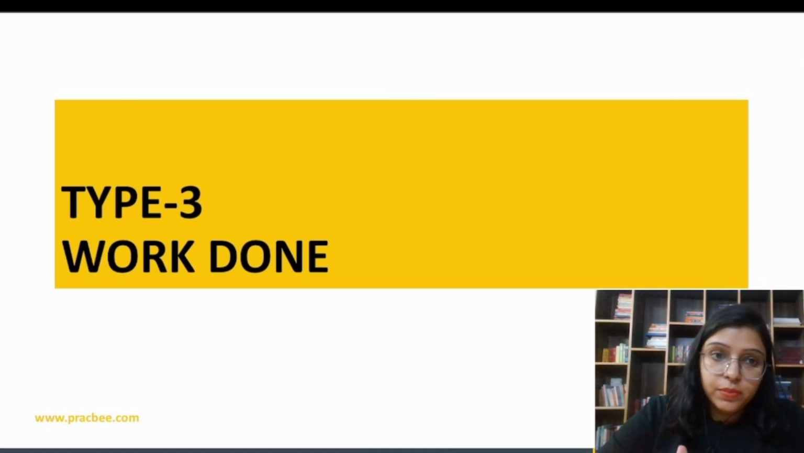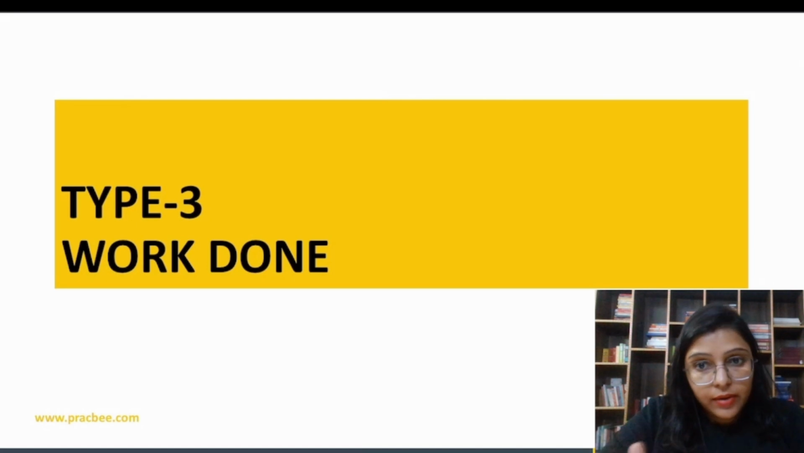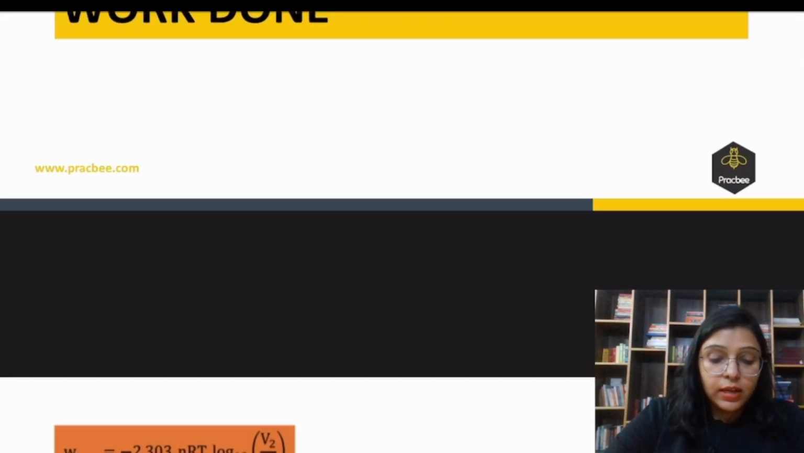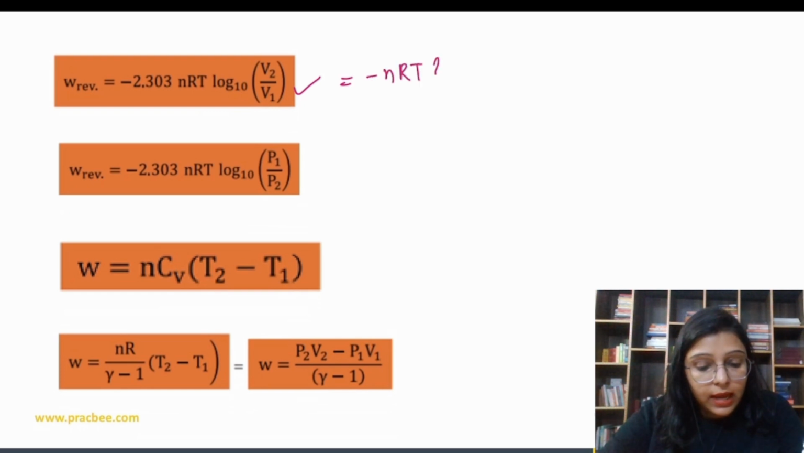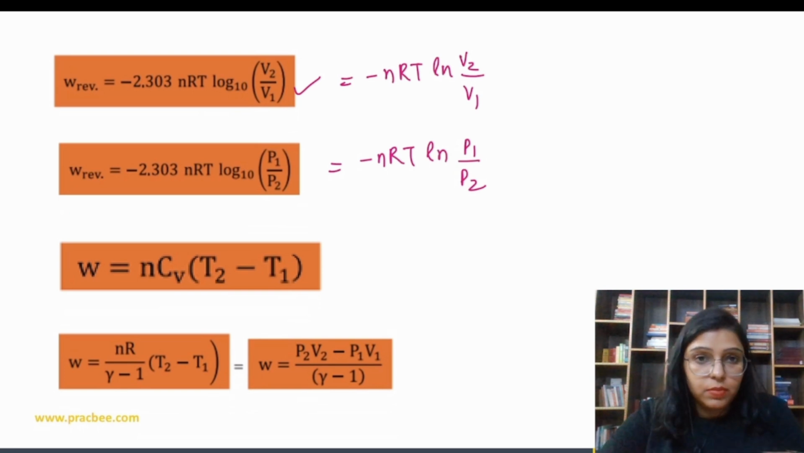Now type 3 problem type, in which we are going to discuss some problems related to the work done. We can have different formulas for the work done in different processes. Like for an isothermal reversible process, we can use this formula: minus 2.303 nRT log V2 over V1, or minus nRT ln V2 over V1, or minus nRT ln P1 over P2. So that is for the reversible process.